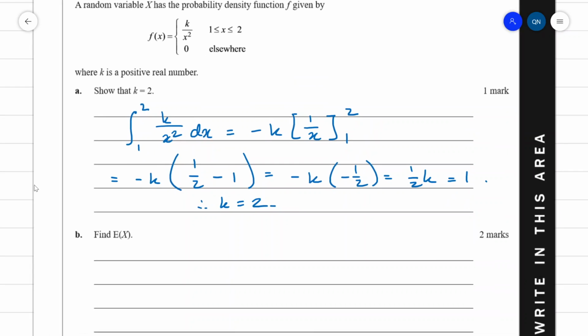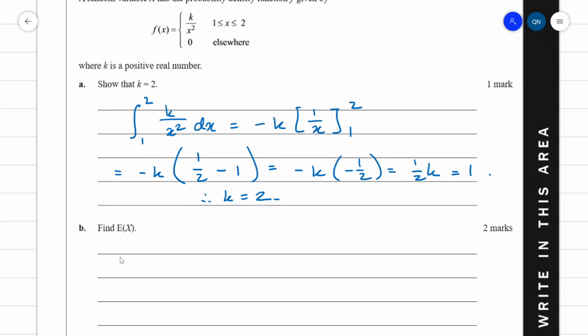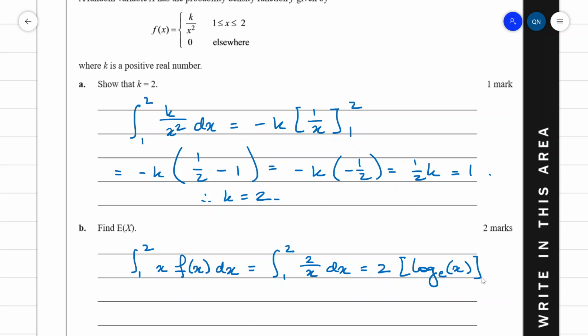Find the expectation. So how do you find the expectation of a continuous random variable? You integrate x times the density. So this is x times f of x, might as well write it like that. So this is just the integral from 1 to 2 of k, but k is equal to 2, so it's 2 divided by x, because the x and the x squared will cancel to an x, dx. How do you integrate that? It's just a logarithm. So we have 2 on the outside, then we have a log e of x, and we go from 1 to 2.